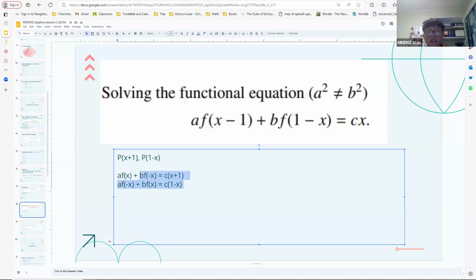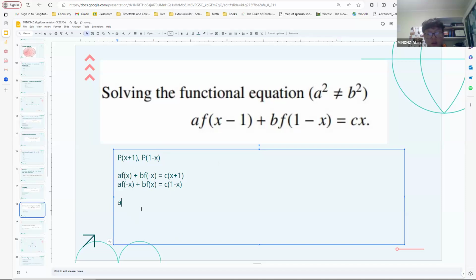So what should we do to cancel out one of the terms? Should we cancel out the one with negative x or the one with positive x? Oh, wait, no. The one with minus x or the one with just x? It doesn't really matter. But I'll just do the one with minus x for the sake of simplicity. So what should we multiply the first equation by? We could multiply it by a, we could multiply it by a over b. It doesn't really matter, but I'll just multiply it by a, and I'll multiply the second equation by b.